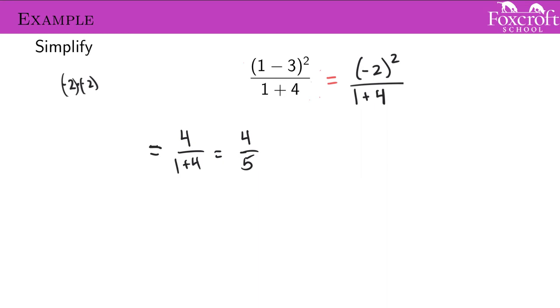Right, and then we would divide, but 4 over 5 doesn't simplify or anything like that. So if you were going to put this in a calculator, now you would put in 4 divided by 5 and get 0.8. All right, but for us, generally, we want to keep it as the fraction. So 4 over 5 is this one simplified.